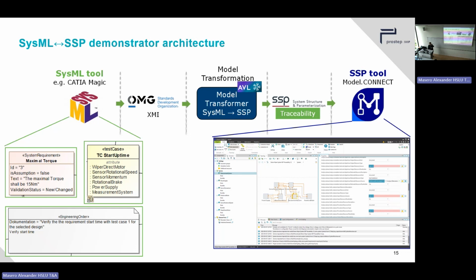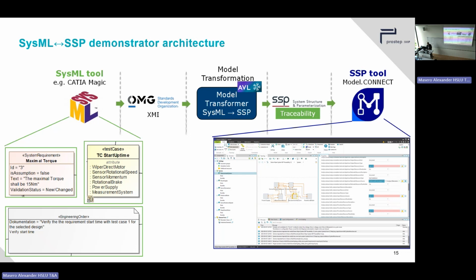And these are just some screenshots from the AVL tool Model Connect, which show, you can hardly read it or you cannot read it at all, but never mind, which show how a simulation engineer can consume this information within his working tool, being the simulation tool.